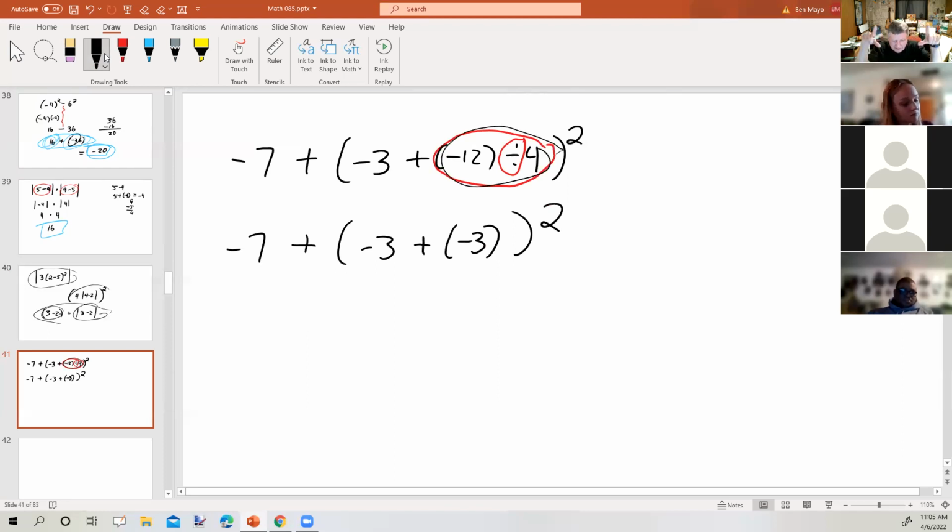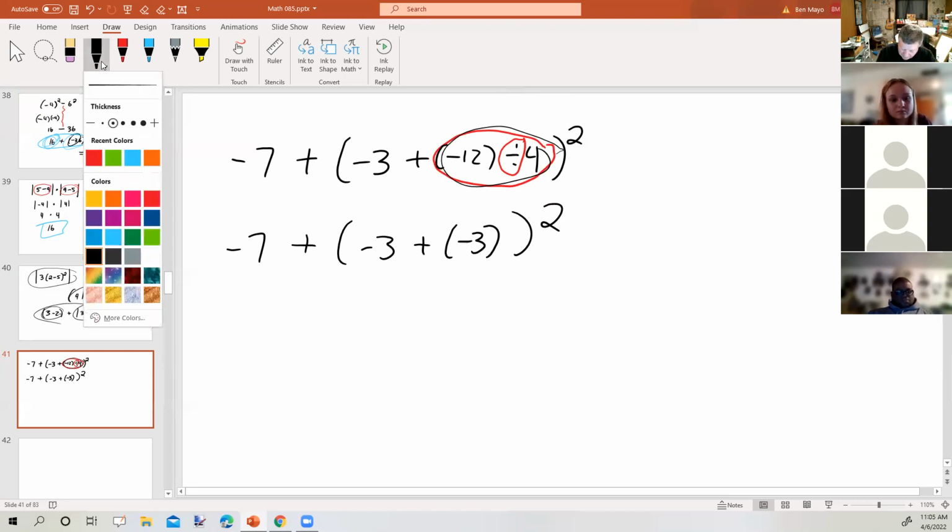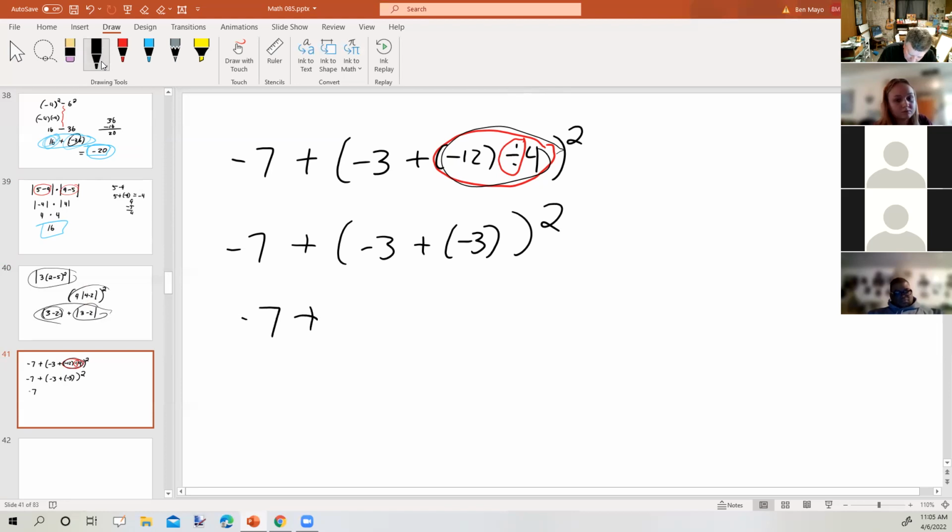I'm still working inside the parentheses. Well, what have I got there? I've got addition. -3 plus -3 is -6, but that's squared. Okay, because the square keeps moving down. So now I've done everything I can do inside the parentheses. I've got addition and an exponent. I would do the exponent first.